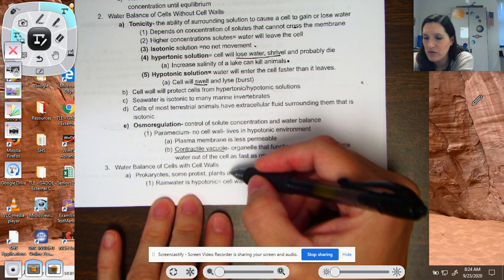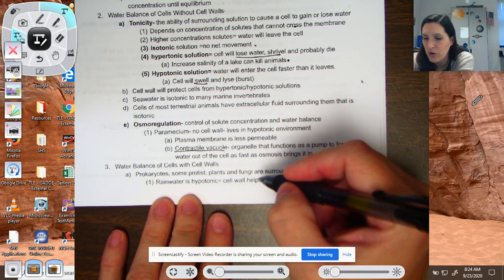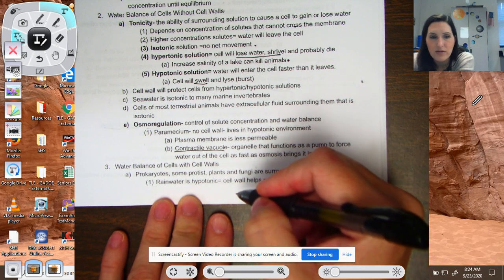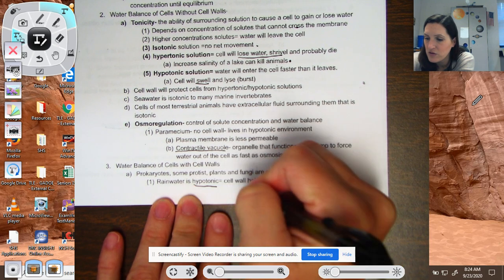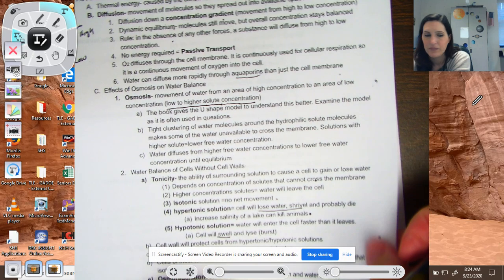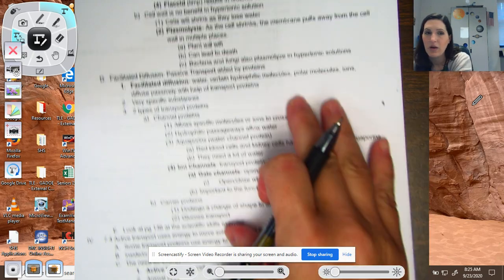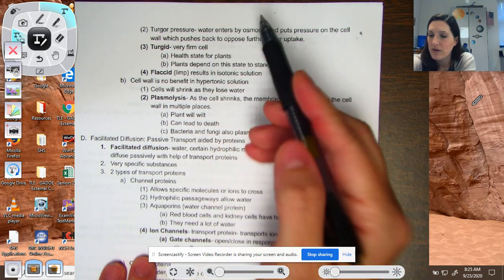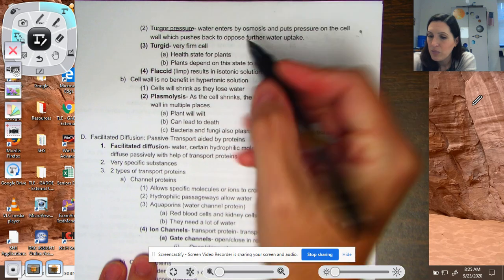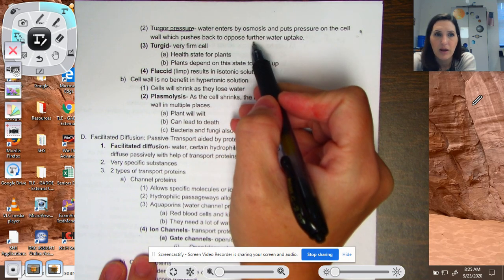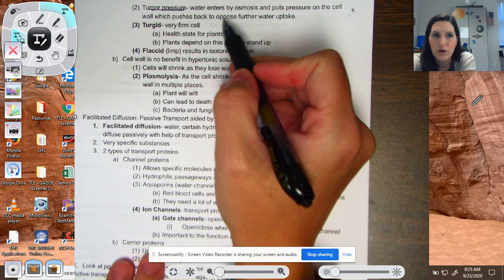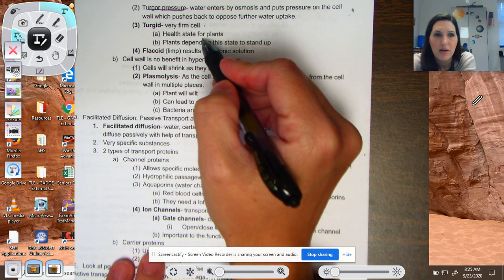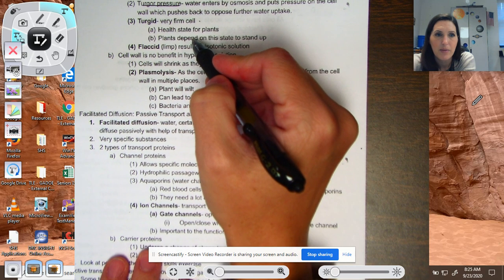Water balance of cells with cell walls. Prokaryotes and protists, plants and fungi are surrounded by the cell wall. Rainwater is hypotonic, so it would cause it to swell. So the plants use turgor pressure, which is what I said is a way to push back, pushes back to oppose the further uptake. Turgid means that the cell's very firm. This is a healthy state for plants, and plants depend on this to be able to stand up.